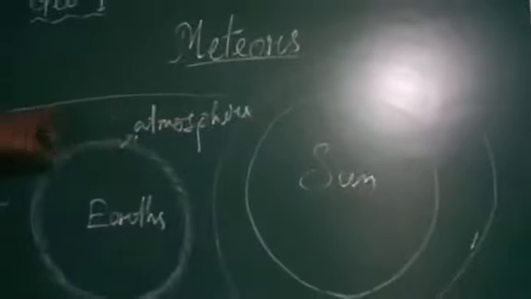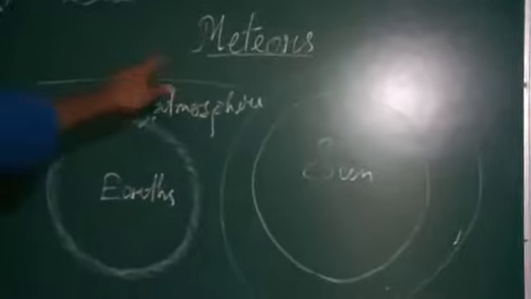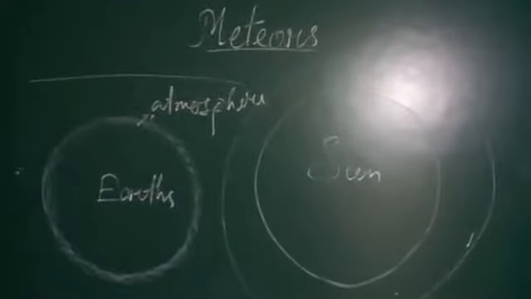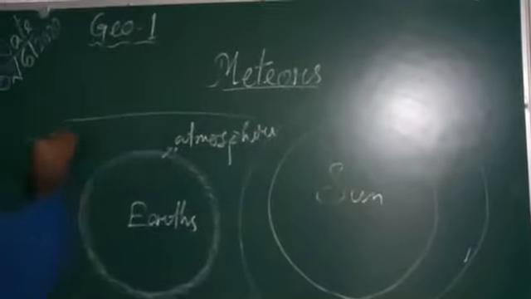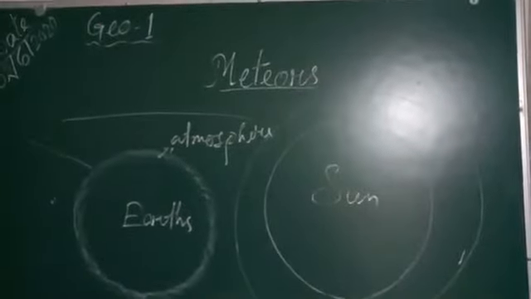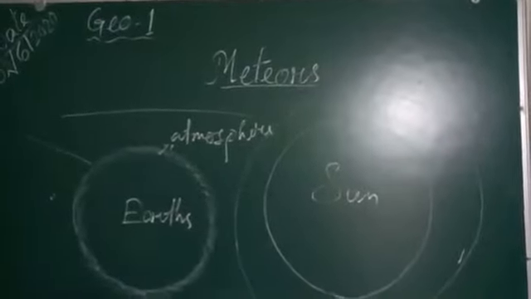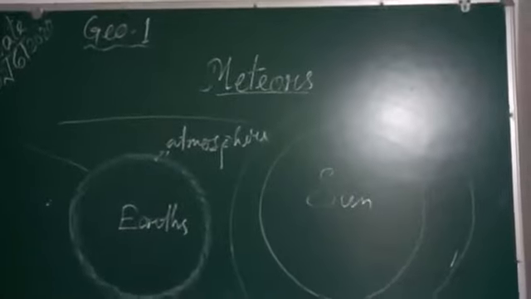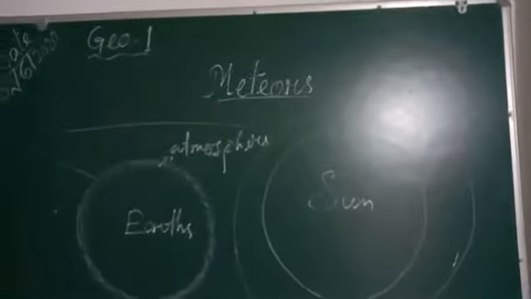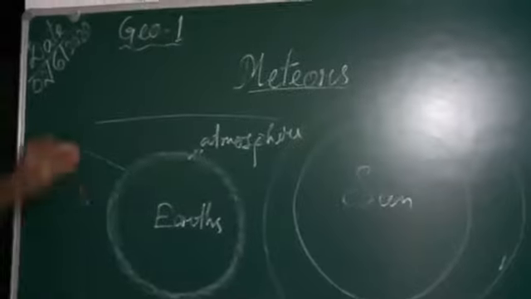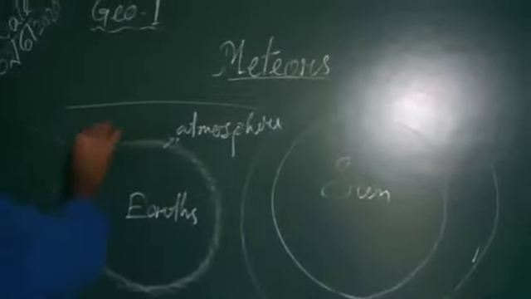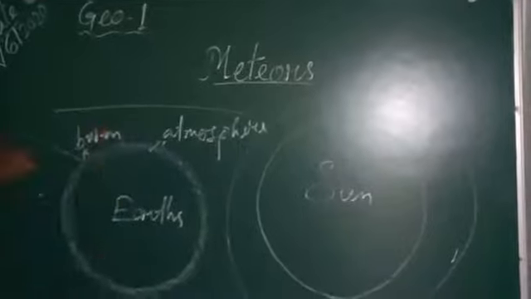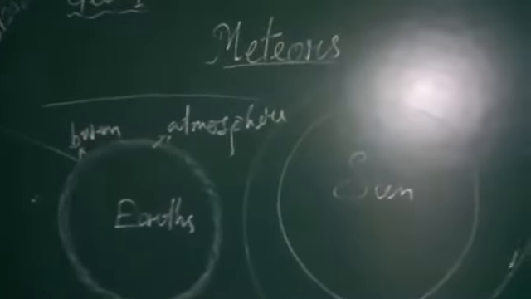When these meteors try to enter the Earth's atmosphere, most of them burn up. That means they cannot enter here, they only burn. They burn up and become gas.